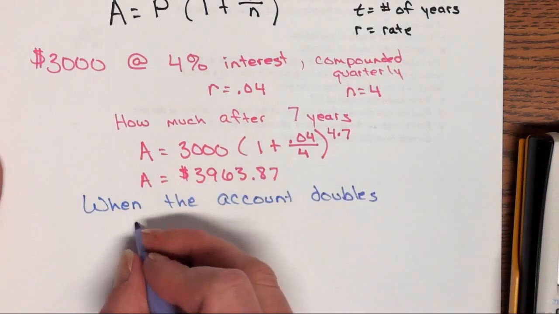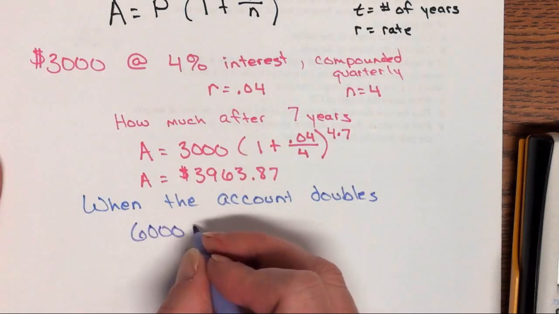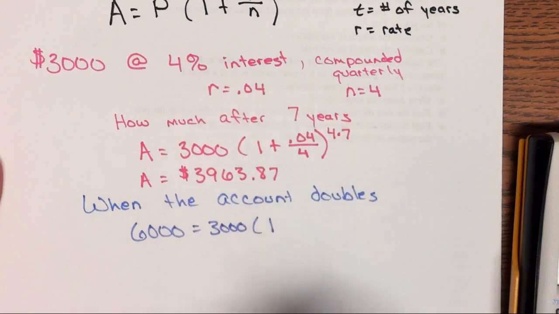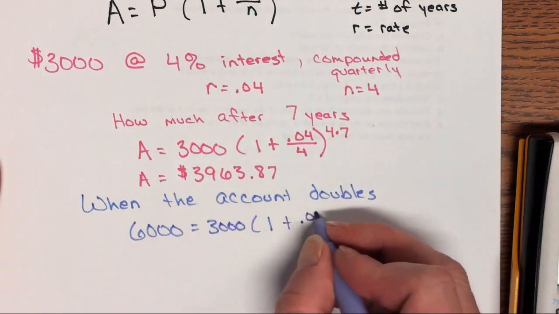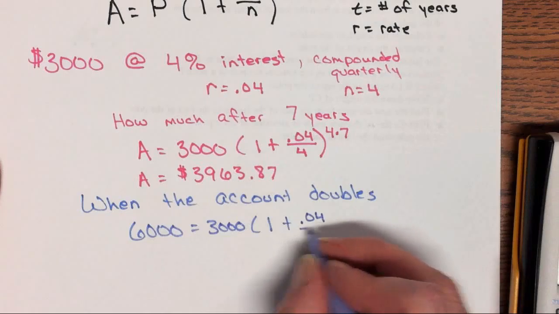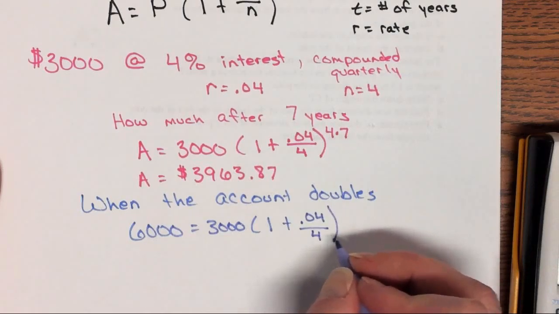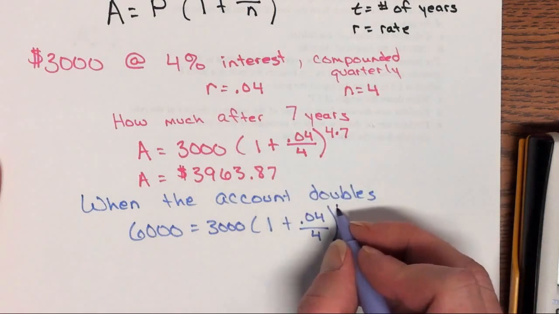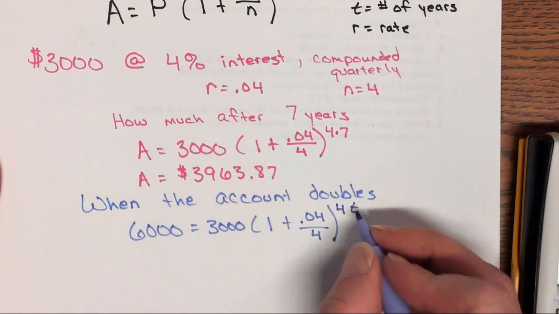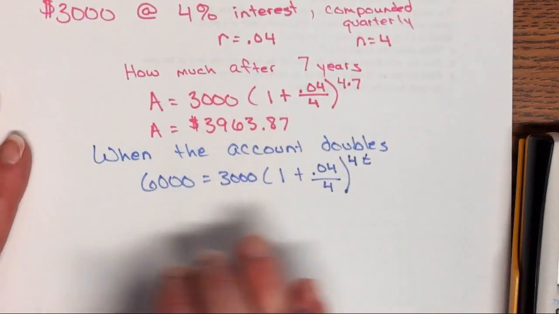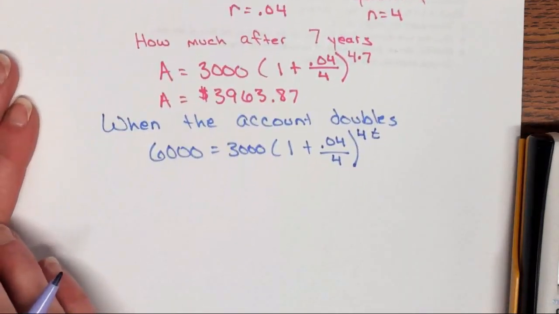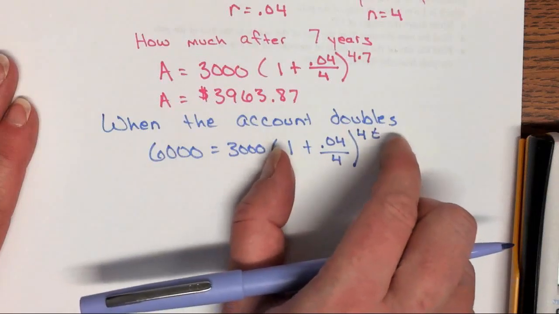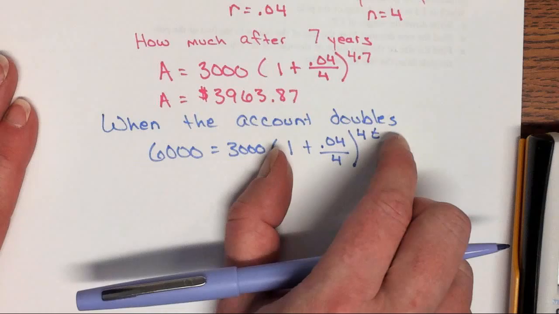We know we want the account to be $6,000. We're still starting off with $3,000. Has the interest rate changed? No. It's still compounded quarterly. So the number of times a year times the number of years. The number of years is the part that I don't know. So let's see how we would solve this one. Notice the variable is in the exponent. So I need to get this by itself first.